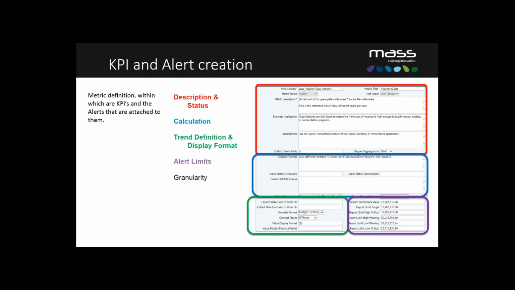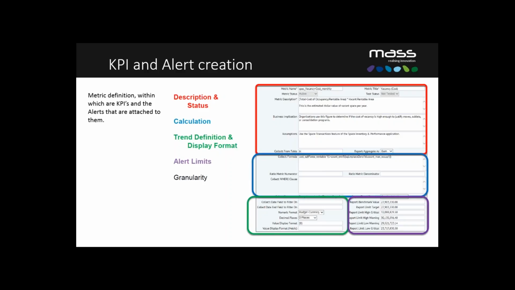The collect from table is going to be looking at the specific tables where you want to collect the data from, and the report aggregate as is going to be sum, count, multiply, and others. I can't remember entirely off the top of my head. Should have made notes, but no matter. It's an overview right now.